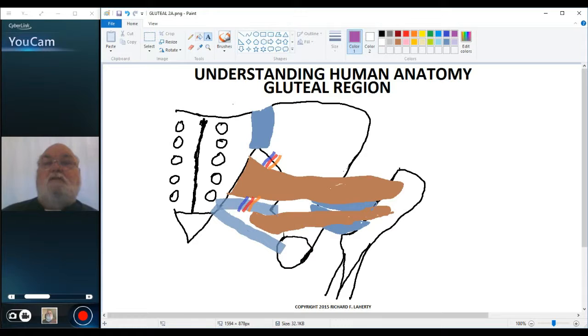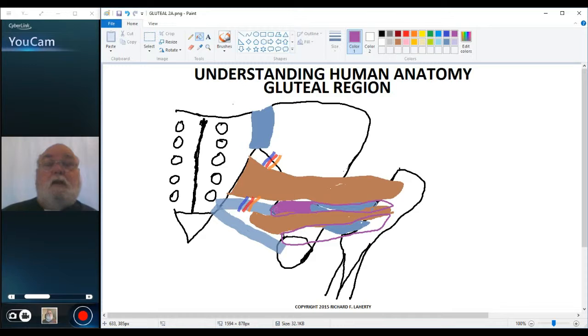Then associated with the obturator internus muscle are two muscles that take origin from the os coxae, specifically from the ischium, and one takes origin from the area above obturator internus and the other takes origin from the area inferior to obturator internus. And these are the two gemelli muscles.